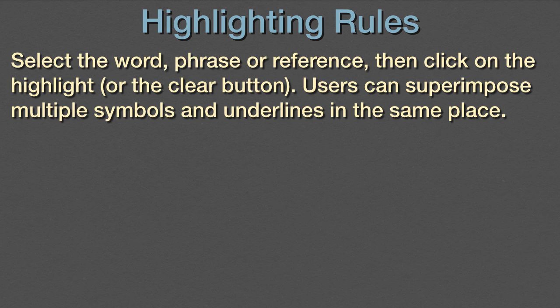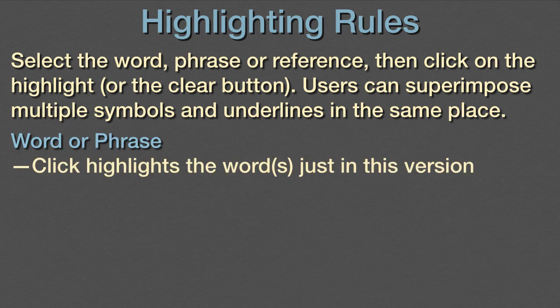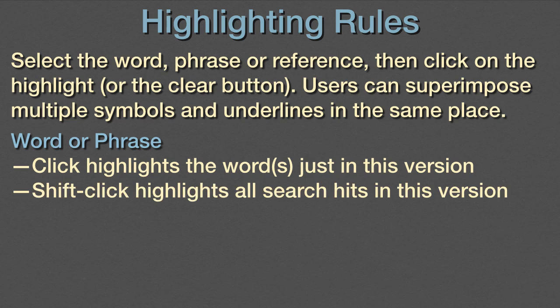It's easy to use highlighting symbols in Accordance. Just select the word, phrase, or reference, then click on the highlight or the clear button. Users can also superimpose multiple symbols and underlines in the same place. Highlighting a word or phrase with a click applies to just that particular version of the text, not any other version or language. The same is true of shift-click, which applies the highlight to every hit in a search.